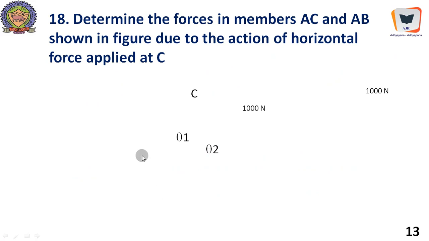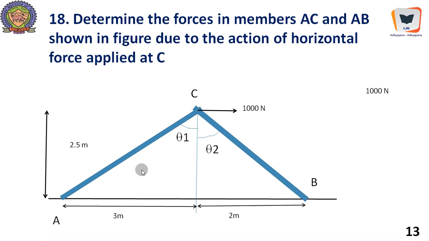So the 18th problem is: determine the forces in the members AC and AB shown in the figure due to the action of the horizontal force applied at C. So this resembles maybe our third question. Anyway, it's a different try. Of course, there are two bars which are being adjusted like this. There is a horizontal force applied. And this comes with the geometry, height being equal to 2.5 meter, and this length is 3 meter, and this length is 2 meter. So with the given dimensions, we can calculate what theta 1 is, and that is theta 1 equal to tan inverse of opposite by adjacent.